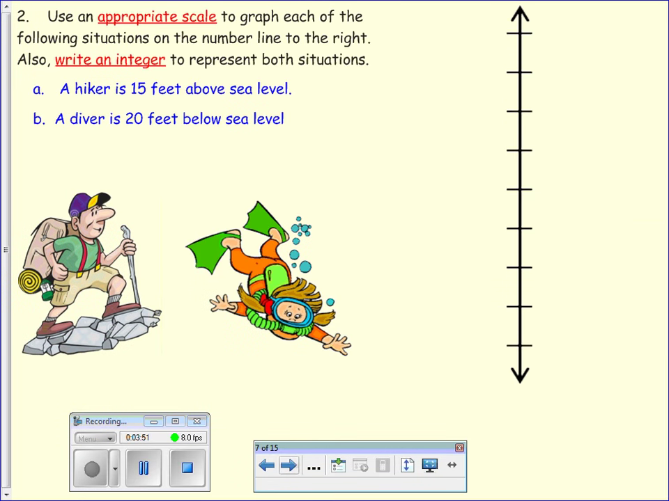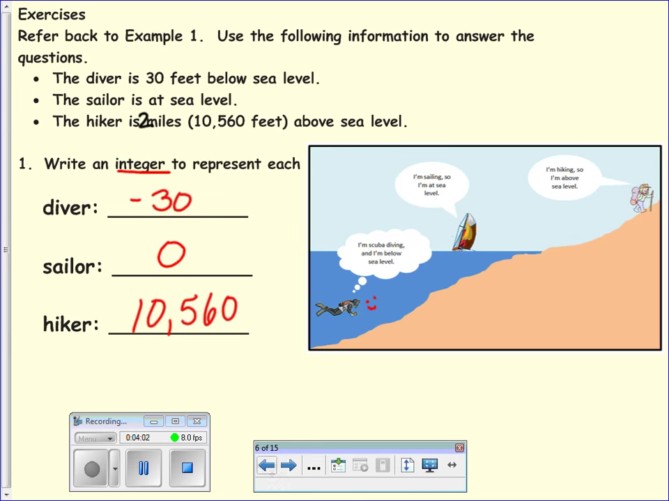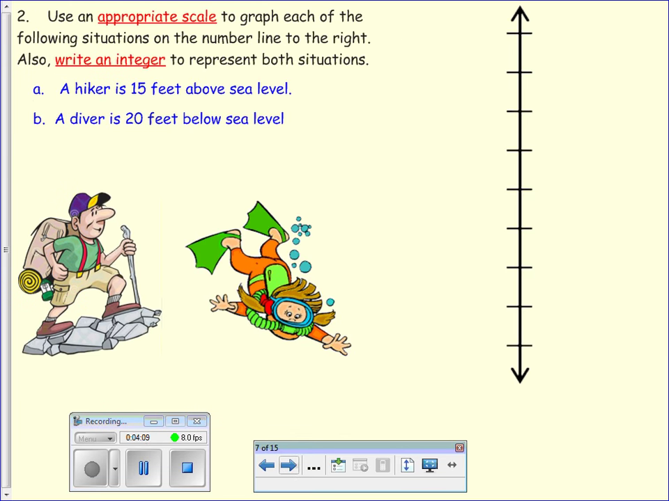All right, so for number 2, it's asking for an appropriate scale. So underline the words. So you didn't write the answers for number 1? Yes, for number 1, you were supposed to write the answers. Okay, so now that everybody copied the answers for number 1, let's all work together on number 2. So, using an appropriate scale. Well, wait, what does that mean? What do I have to do? Well, let's keep reading. To graph each of the following situations on the number line to the right.